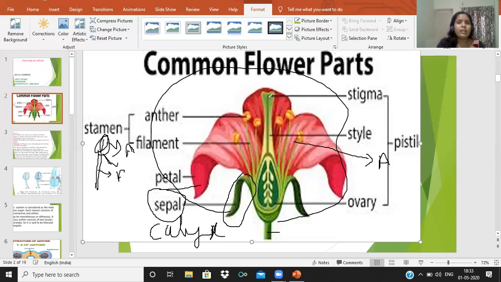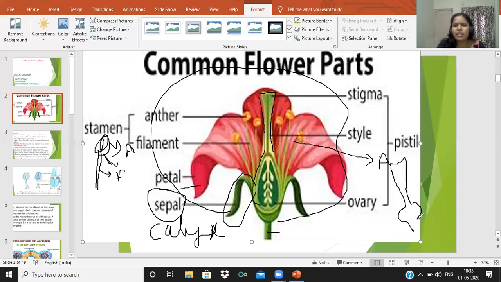The last and innermost part of the flower is the gynoecium. The gynoecium is also called the pistil or carpel. This is the rough structure of a single pistil, also called the carpel.